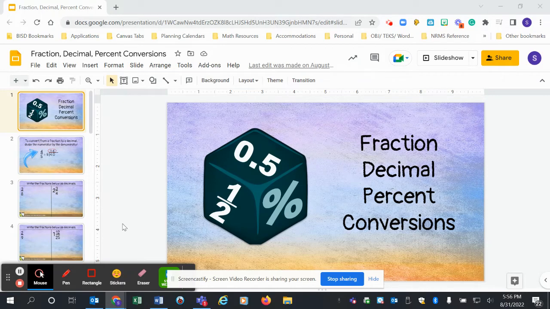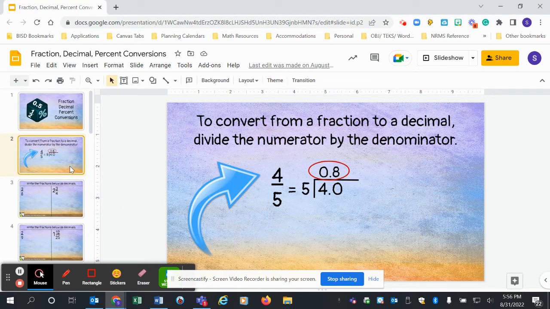Going to complete this assignment in Pear Deck individually called fraction decimal percent conversions. Let's work through a few together. So on slide 2, it shows you a little bit of an example of how to convert from a fraction to a decimal. This is showing the long way to do it.